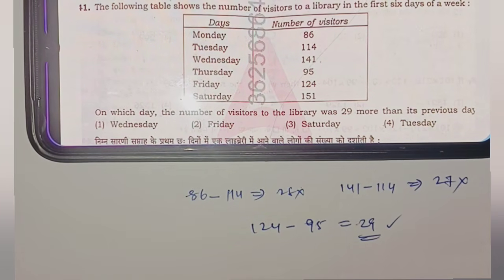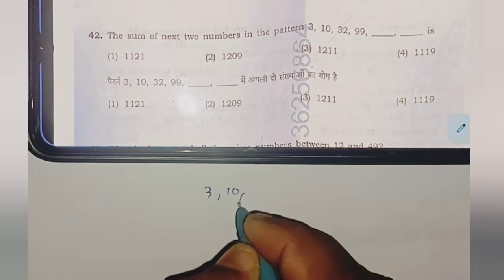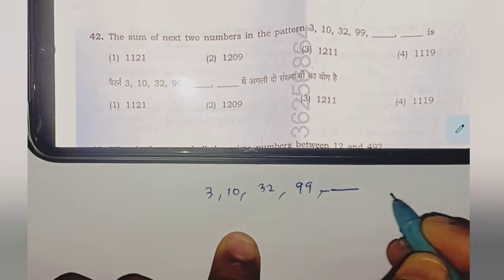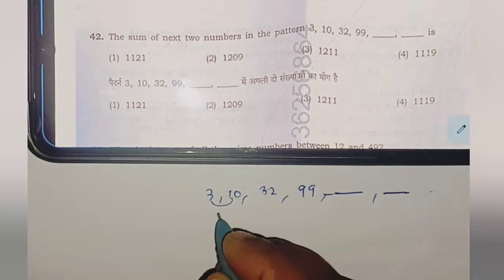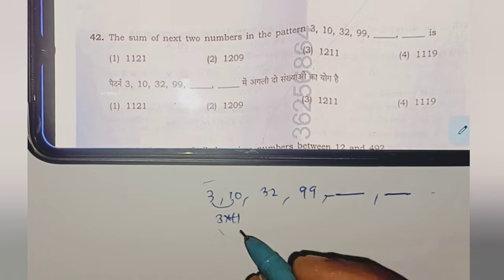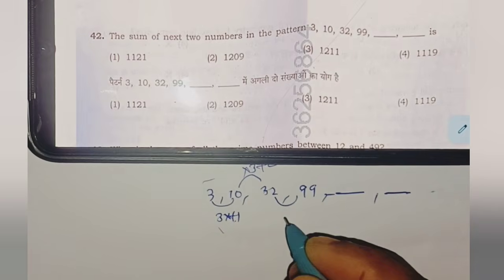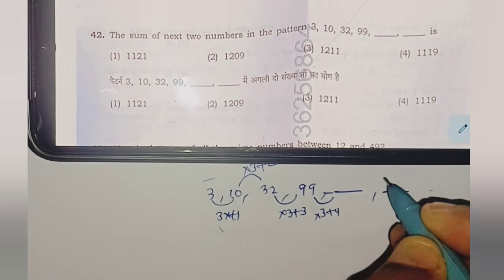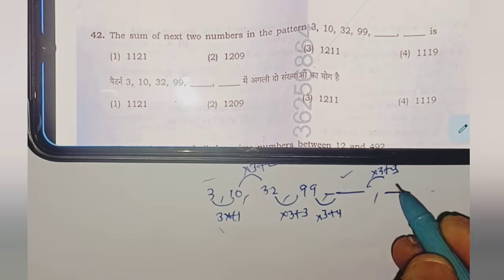Next question: find the sum of the next two numbers in the pattern. They have given a pattern like this: 3, 10, 32, 99, and we need to find the sum of the next two numbers. If you observe, the first number is multiplied by 3 and then plus 1. Next 3 times plus 2, here 3 times plus 3, here 3 times plus 4, and here we need to do 3 times plus 5. So we need to find these two numbers.